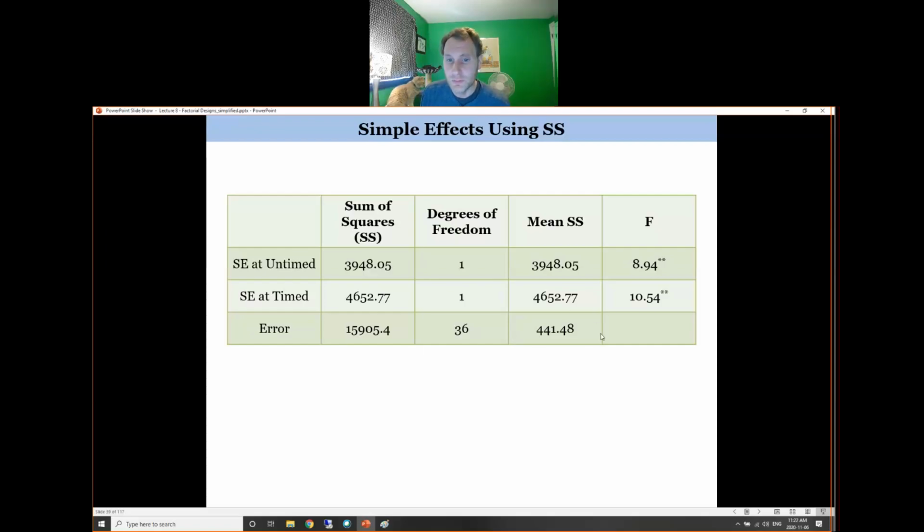So I can use my mean squared error from my omnibus test and the degrees of freedom. I've worked backwards and solved for the sums of squares, but we don't really need that. We're not going to use that because all we really need is this mean squared error and the degrees of freedom. So I divide my mean square for self-efficacy at untimed by my mean squared error to get my F. In this case, it's significant. And my self-efficacy at timed divided by my mean squared error, and that's also significant.